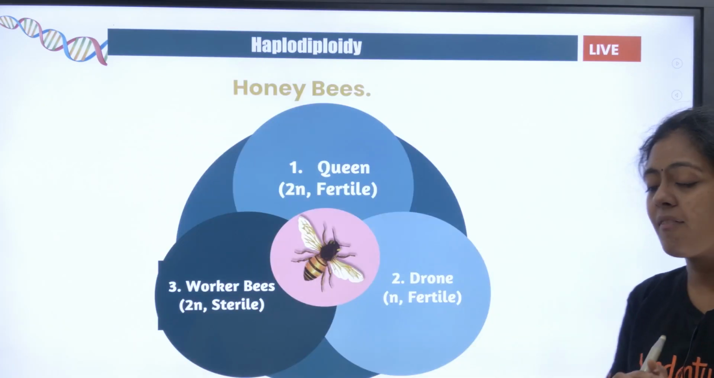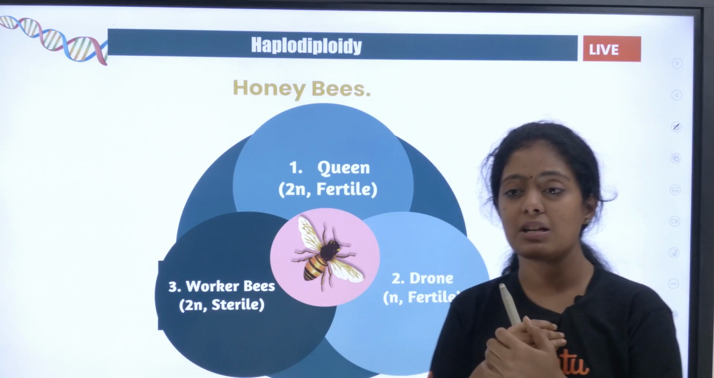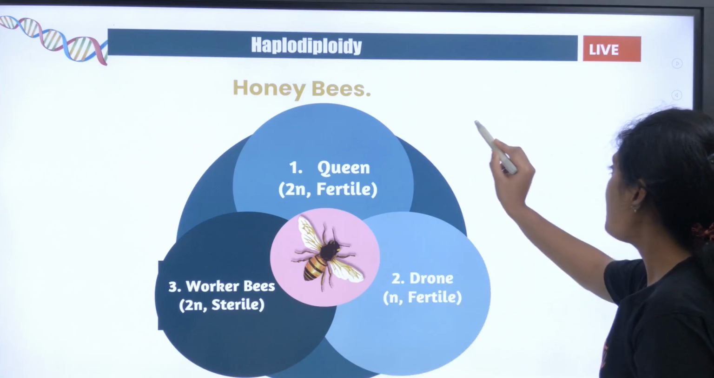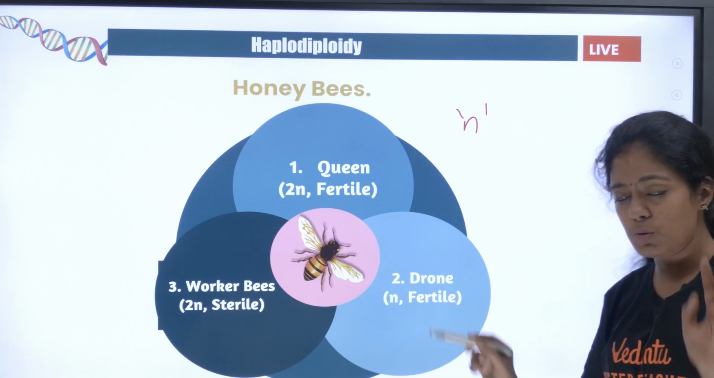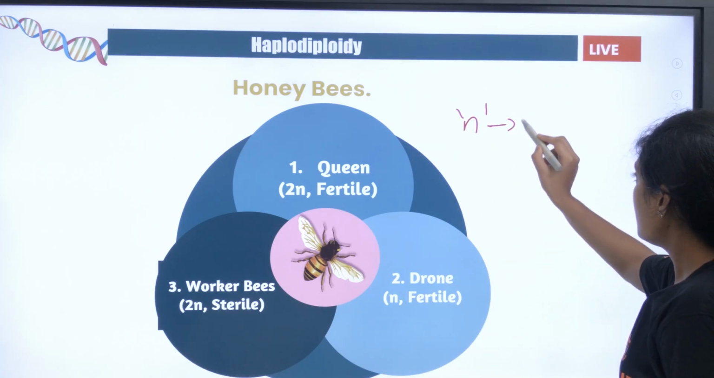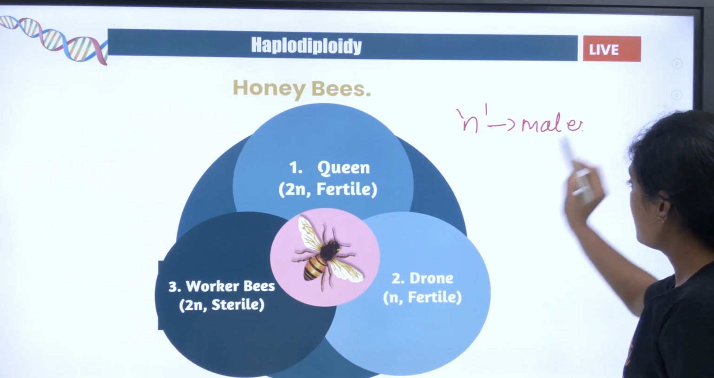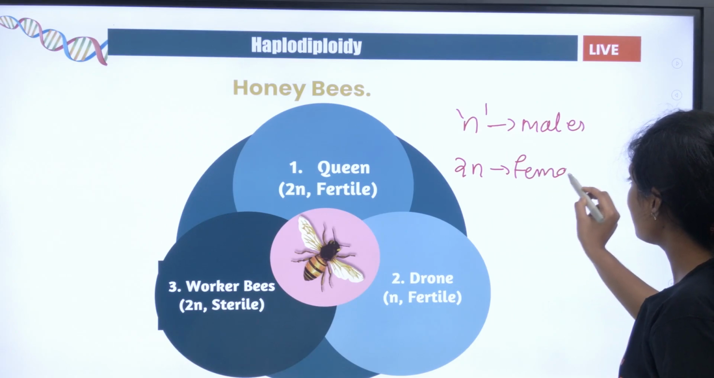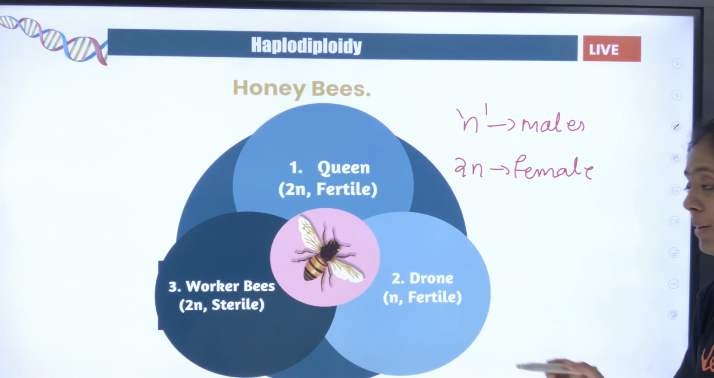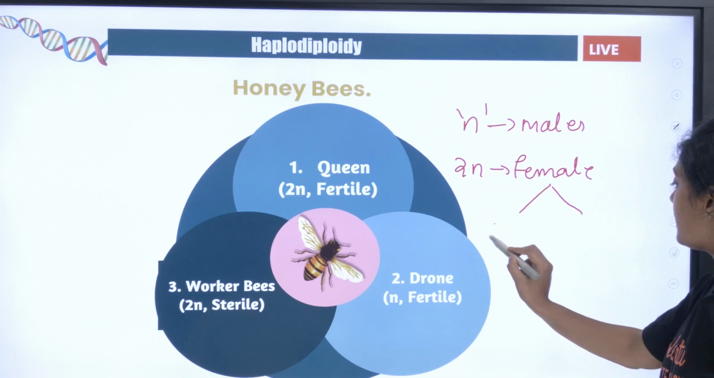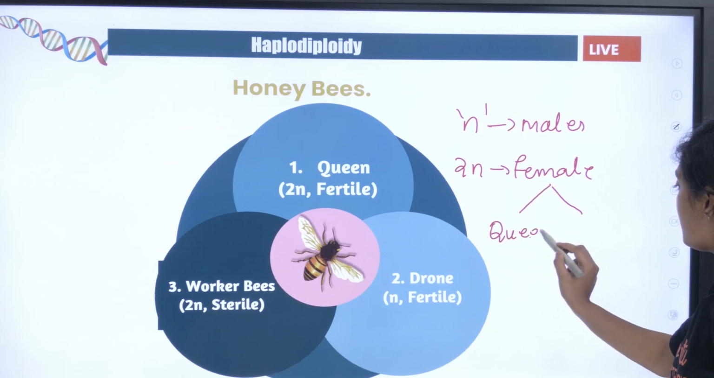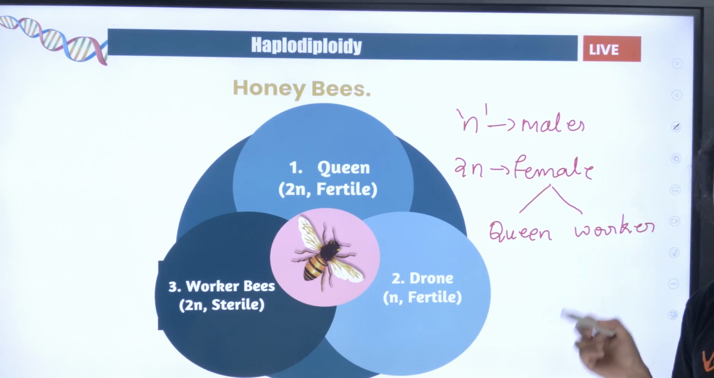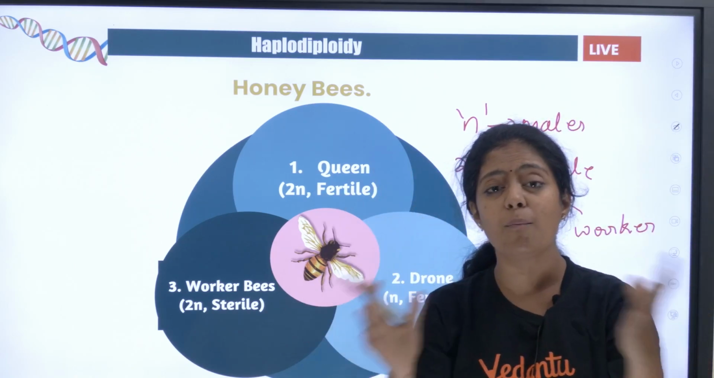Okay, now we have the second method of sex determination, that is haploid diploidy. Very simple. What is haploid? N number of chromosomes. The haploid organism will develop into males. The diploid organism will develop into females. Here there are two kinds of females. One is the queen, another one is a worker. The queen is the leader of that swarm or a hive.